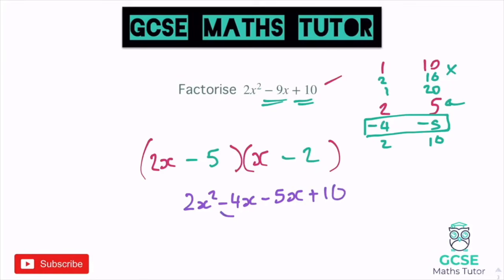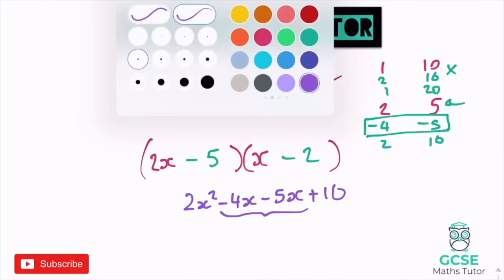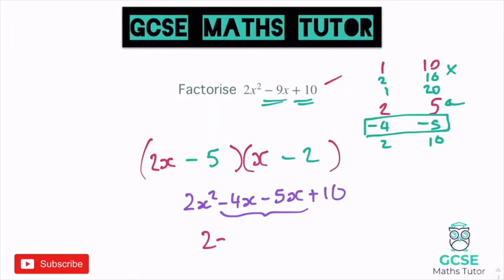And tidying that up, look, these two here do make my negative 9. We get 2x squared minus 9x plus 10, and it matches what we were looking for.